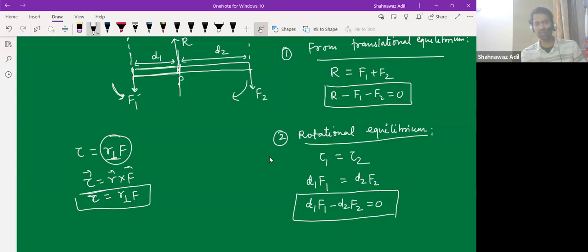If you curl your fingers in the anti-clockwise direction, what is the direction that you are getting? Upwards, outwards, or inwards? This is the direction, right? Inwards. So this is anti-clockwise, right? So it is outwards.